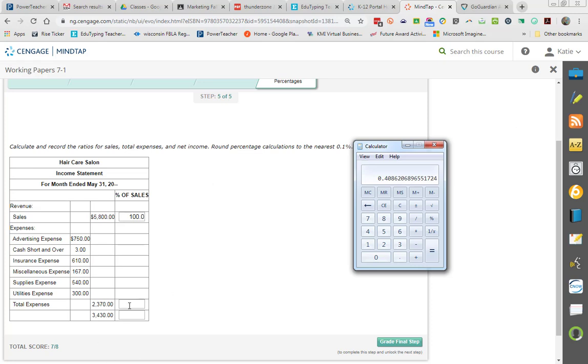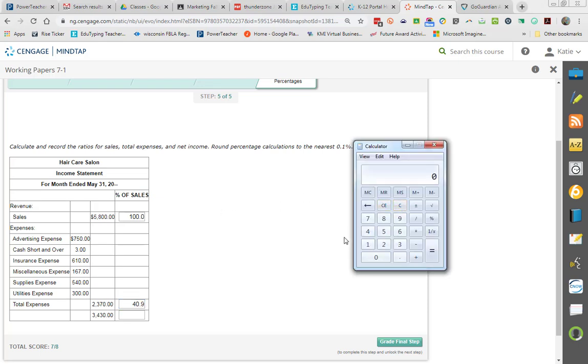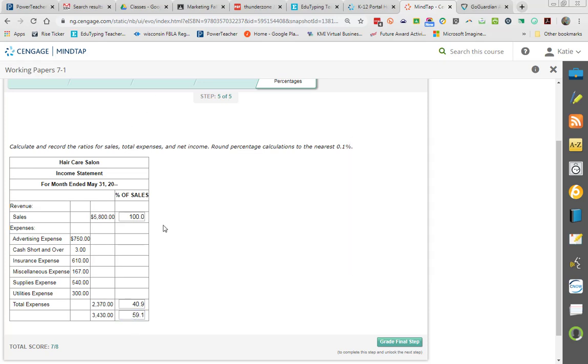What does that mean? For every dollar that is brought in, 40.9 cents goes to expenses for the hair care salon. Now I need to do the same thing for my net income. I'm going to take $3,430 and divide by my total sales, which is $5,800. When I do that, this is my number on my calculator. I now need to move my decimal two places to the right, one, two, and I'm going to have 59.1. So always remember your component percentages need to have at least one decimal place.